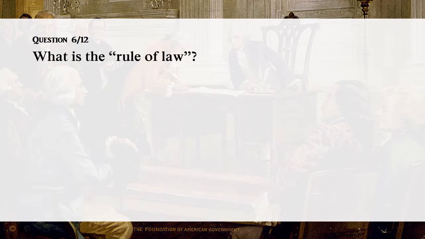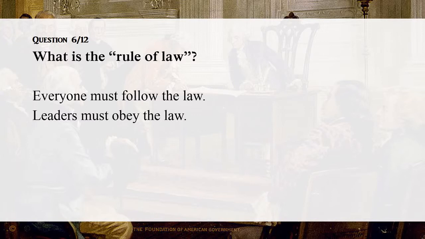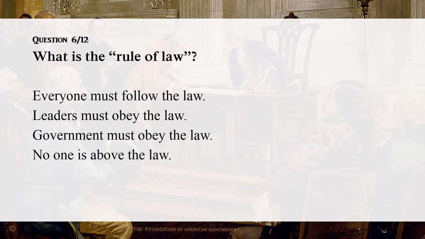What is the rule of law? The rule of law means everyone must follow the law. You could also say, the leaders must obey the law, government must obey the law, or no one is above the law.